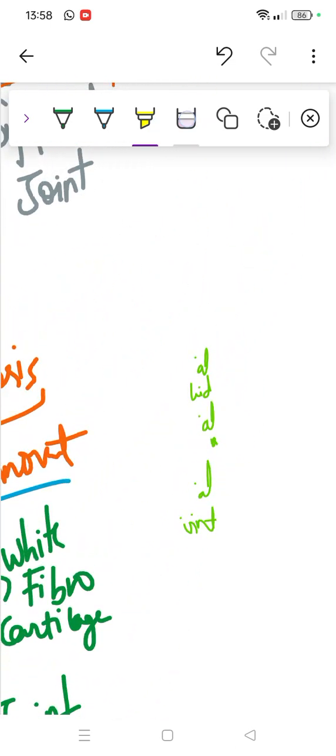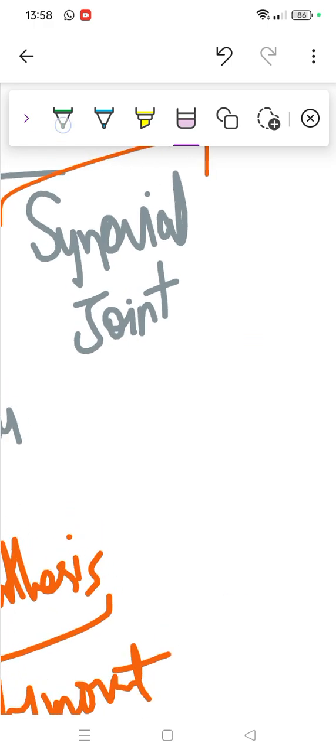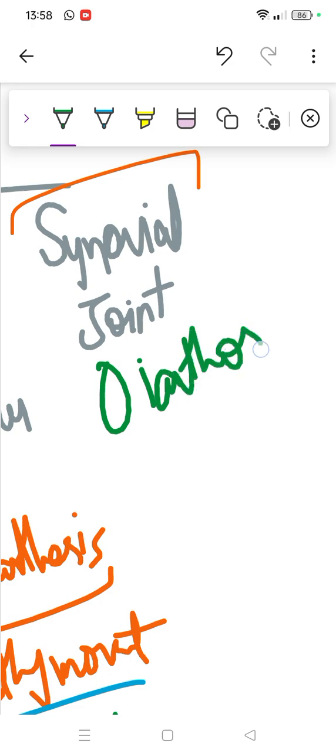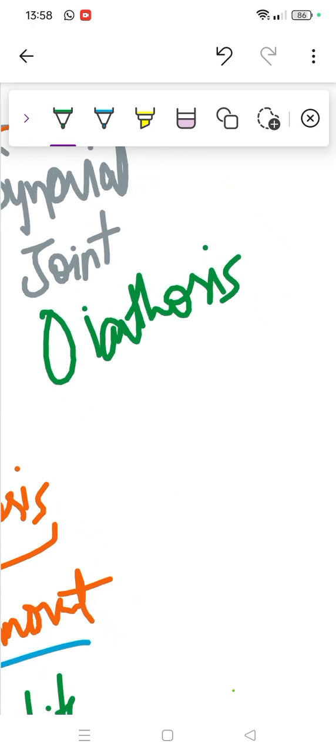Then, let's check it out. The synovial joint, on the basis of their movement, we call a diarthrosis. This simply means they have full movement.